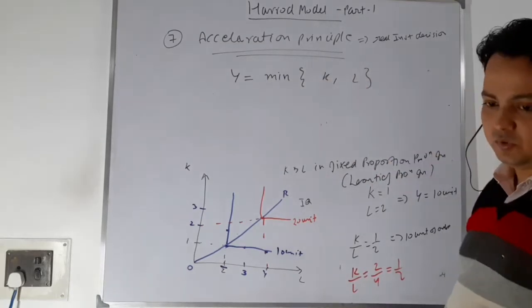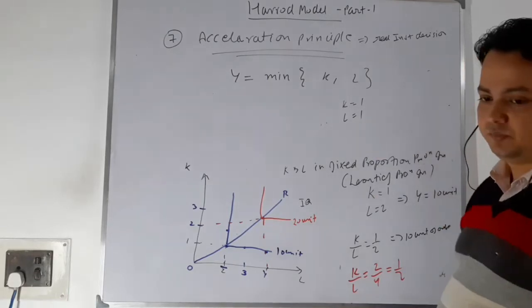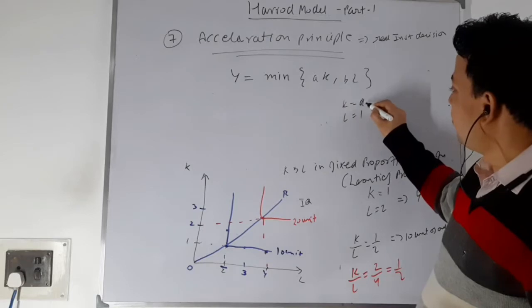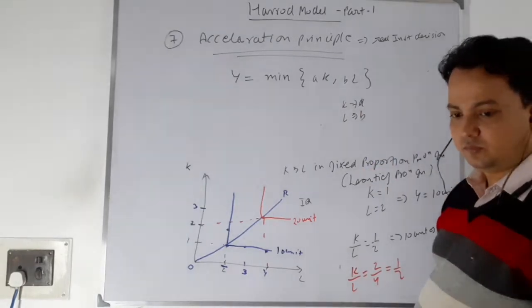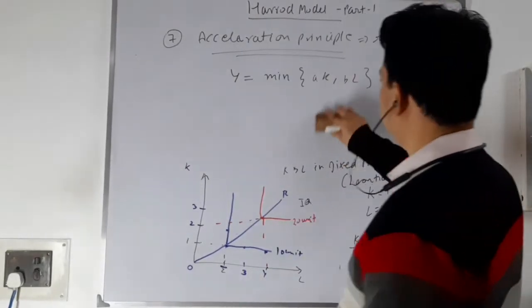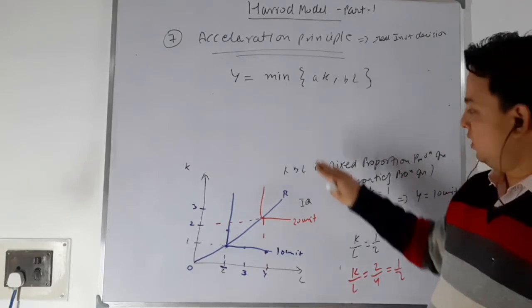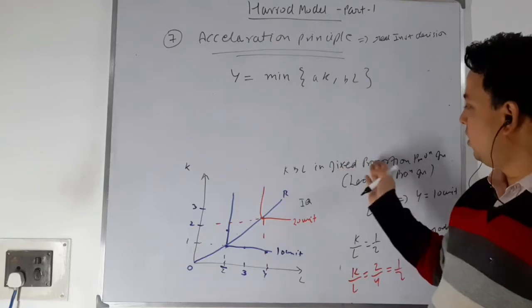Suppose this is one. Look at one unit of capital with one unit of labor. Here I have taken A and B. So the capital proportion required is A and for labor it is B. So this is the production function, you can say the Leontief production function or fixed proportion production function.